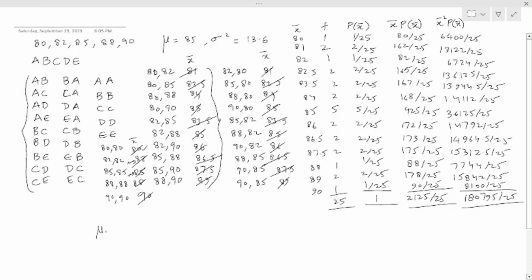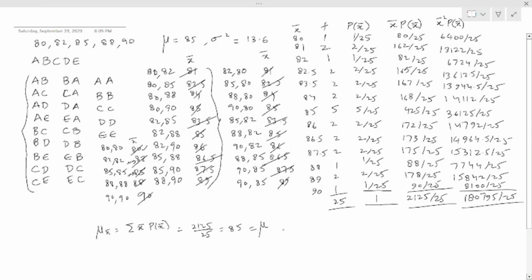So again, using the same formula for the mean of the sample mean, which is equal to the summation of x bar times p of x bar, we are getting 2125 on 25, and 2125 on 25 gives us the answer 85. So again we have proved that the mean of the sample means is equal to the population mean.